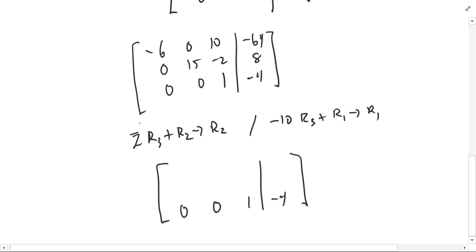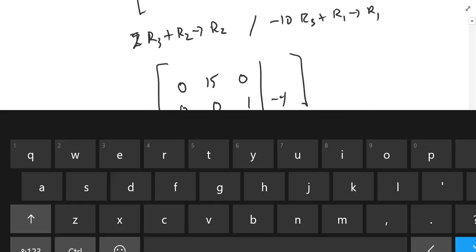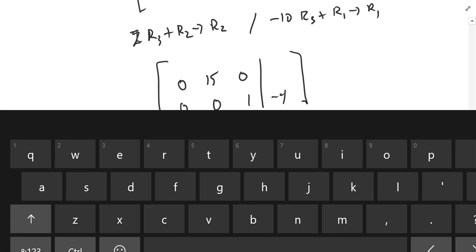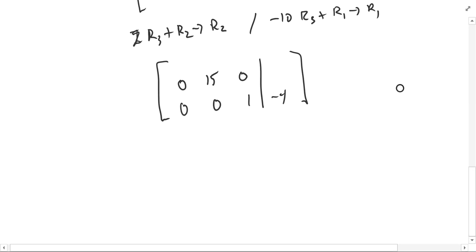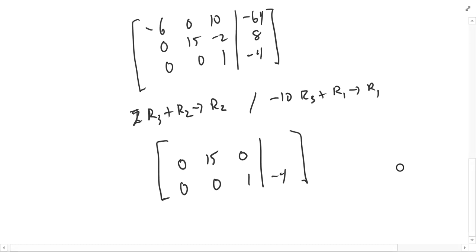And I'm going to change the other two rows. So let's do this first calculation first. 2 times row 3 plus row 2. 2 times 0 plus 0 stays 0. 2 times 0 plus 15 stays 15. 2 times 1 is 2, plus negative 2 gives me the 0 right where I want it. I've got a keyboard showing up there all of a sudden. All right, and then 2 times negative 4 is negative 8. Negative 8 and positive 8 add to 0.